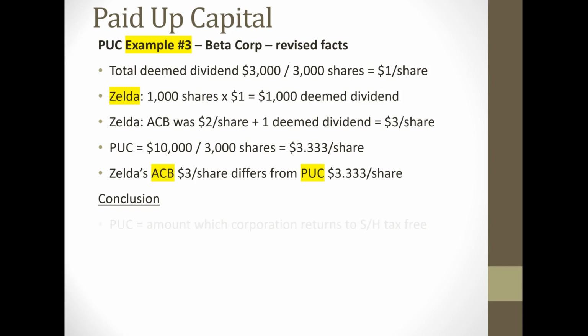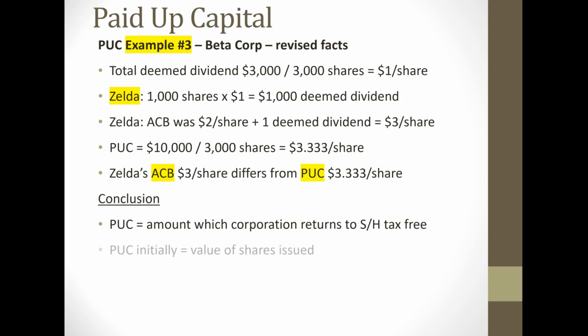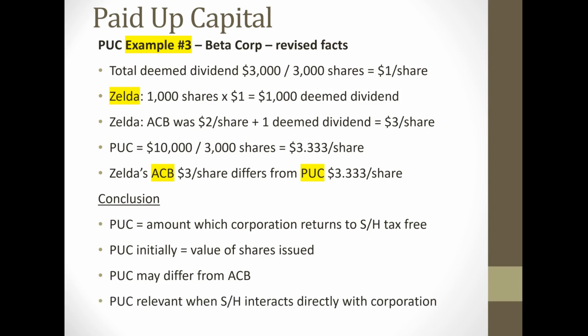So some things to keep in mind. PUC is the amount that can be returned by the corporation to the shareholders free of tax. Initially, when the shares are issued, the PUC will equal the value of the shares. Now, over the life of the shares, the PUC will differ from the adjusted cost base. So shareholders will have the same PUC per share, but the adjusted cost base per share could differ from shareholder to shareholder.